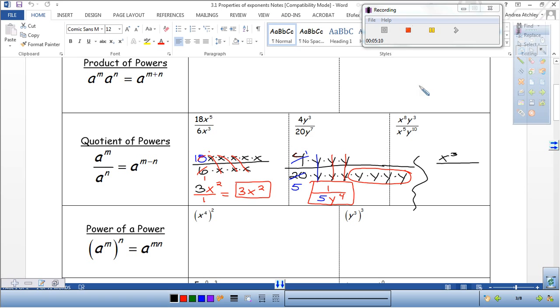y's, I have y cubed on top and y to the 10th on the bottom. Where is my y going to end up? On the bottom. There's more on the bottom, so I'm going to have y to the 7th on the bottom. Just subtract the 10 and the 3 and get 7. You subtracted the 8 and the 5 and got 3. Any questions over that? So this is my answer. X cubed over y to the 7th.